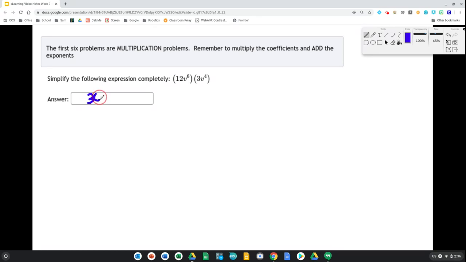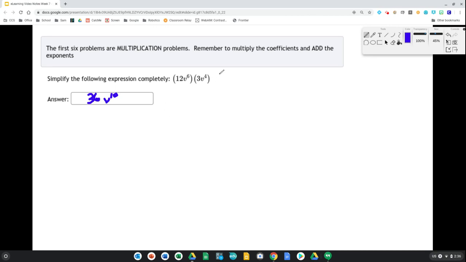And then we want to go back and look at the variables. In this case, we have v to the 6th in the first group and v to the 4th in the second group. If we were going to write this down, we would write down 6 v's, and then we would write down 4 v's. Altogether, how many v's would I be writing down? Well, 10 of them, 6 in the first group, 4 in the second group. So in my answer, I'm going to represent that by saying v to the 10th, meaning I'm going to take whatever v is and multiply it 10 times. So my answer is just 36 v to the 10th.